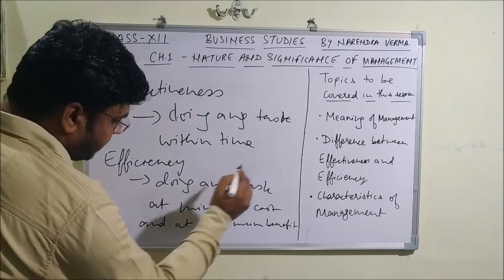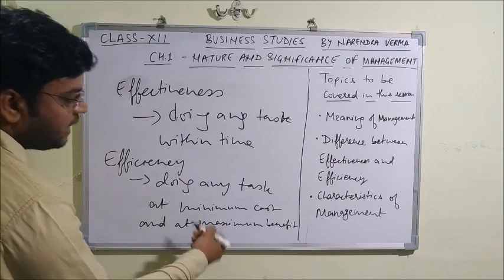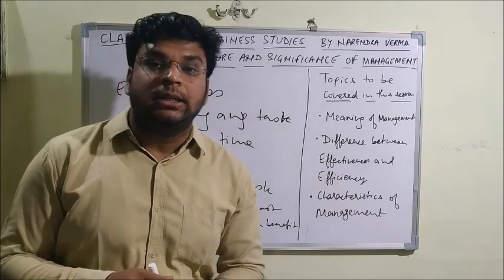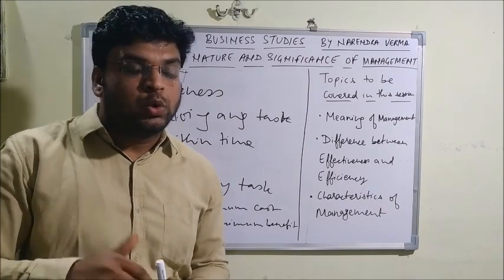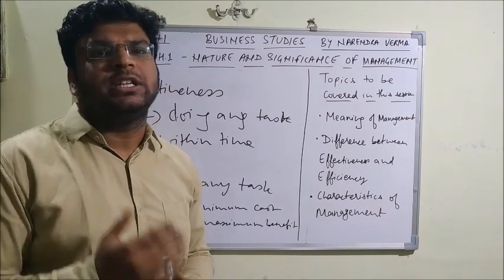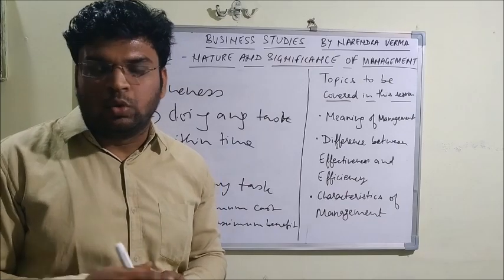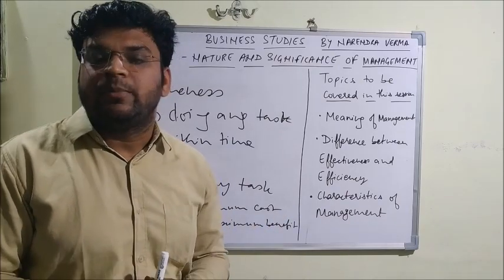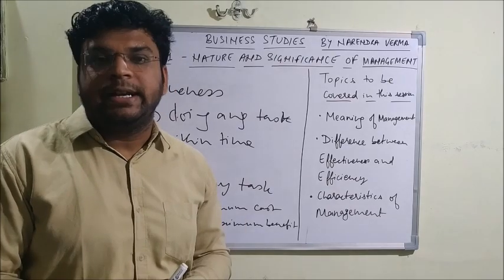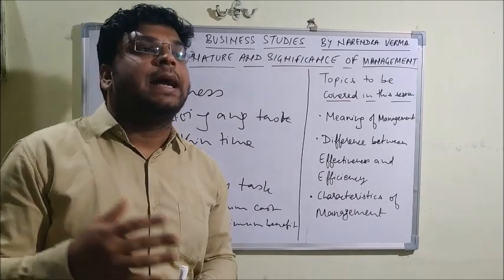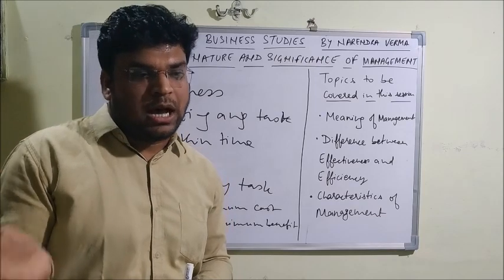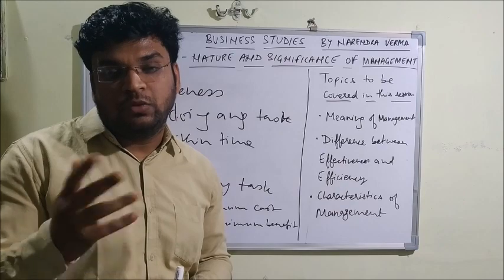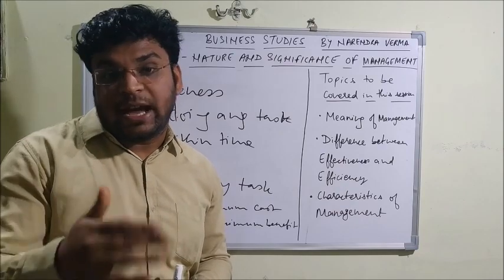Efficiency means doing any task at minimum cost and at maximum benefit. Now, if you had planned it a bit earlier, what you could have done is go to various water suppliers who arrange water in large quantities for marriages, and inquire about the rates. Somebody was ready to give you barrels at 8 rupees per barrel, and somebody at 9 rupees per barrel.